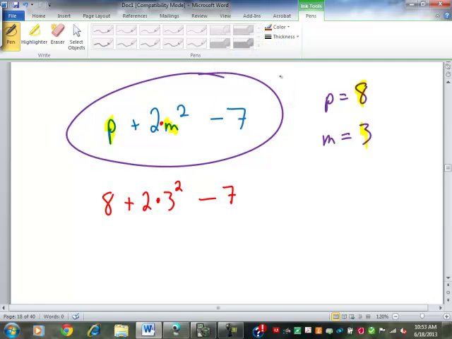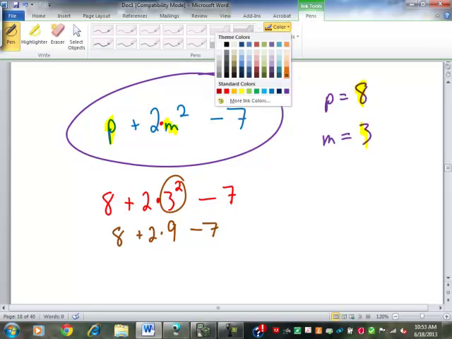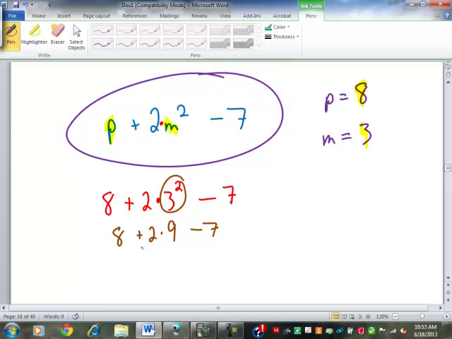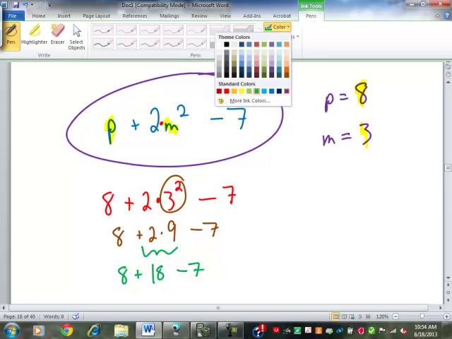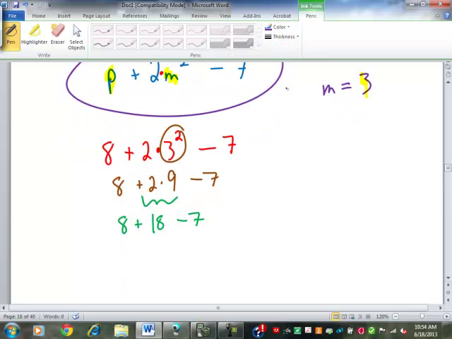Now from there, what would we have to do next? The 3 squared. We do the power. 3 squared is 9. Next, we'd have to do the multiplication. 2 times 9 is 18. And we have nothing left but addition and subtraction. So 8 plus 18 is 26. Minus 7 is 19.